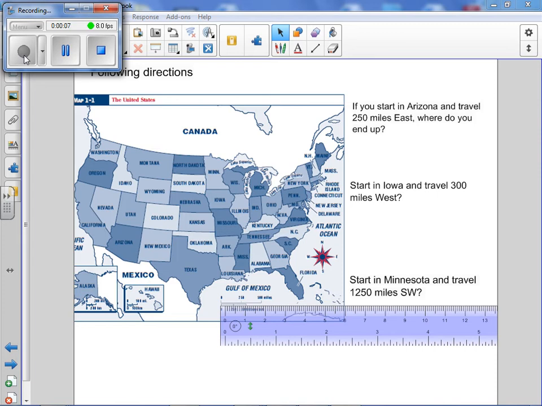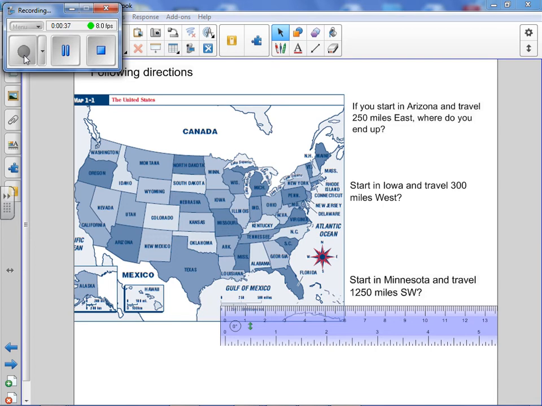This is Lesson 4. So here we have the same map as the previous example, except now we're going to be given a distance. So for example, the first one says, if we start in Arizona and travel 250 miles east, where do you end up? All three of our questions are like that. They're all giving us a certain amount of miles in a certain direction for how they moved, west, east, north, something like that. So because all of these are dealing with miles, we want to work with miles in our scale.